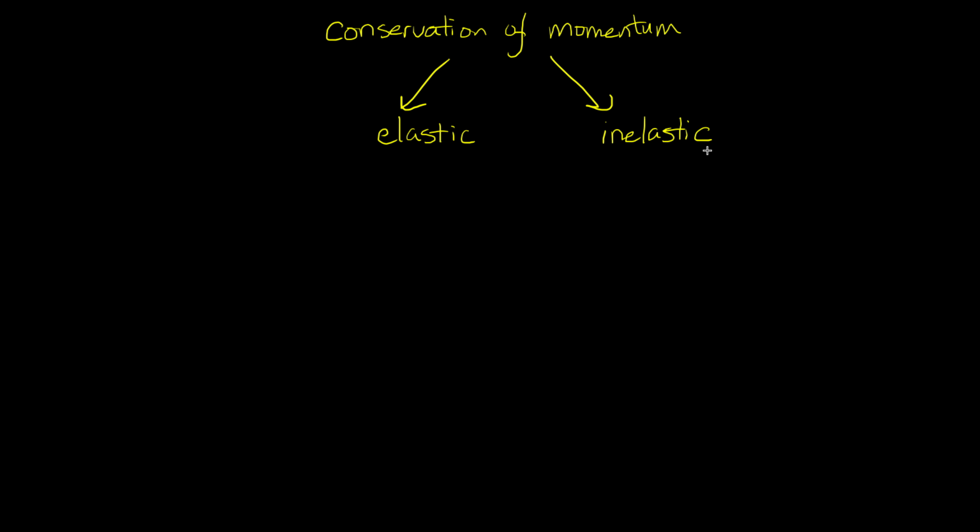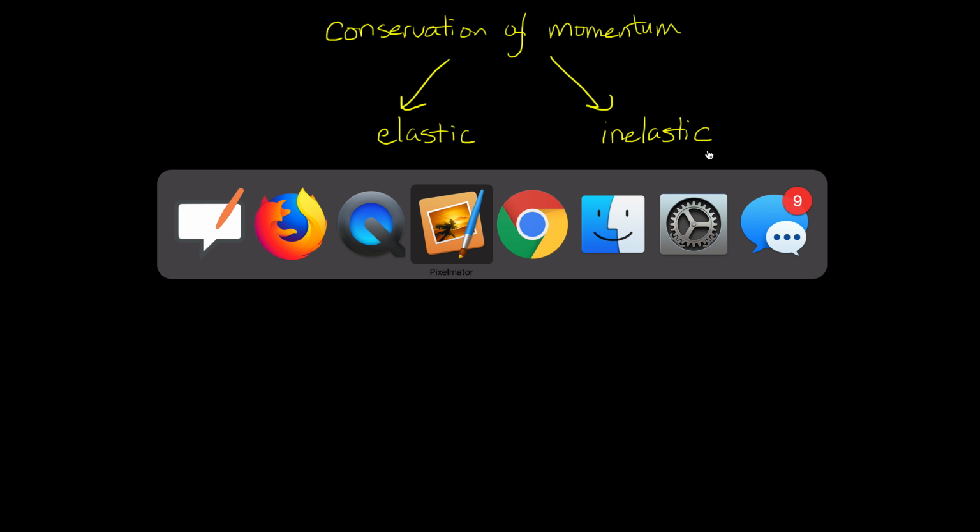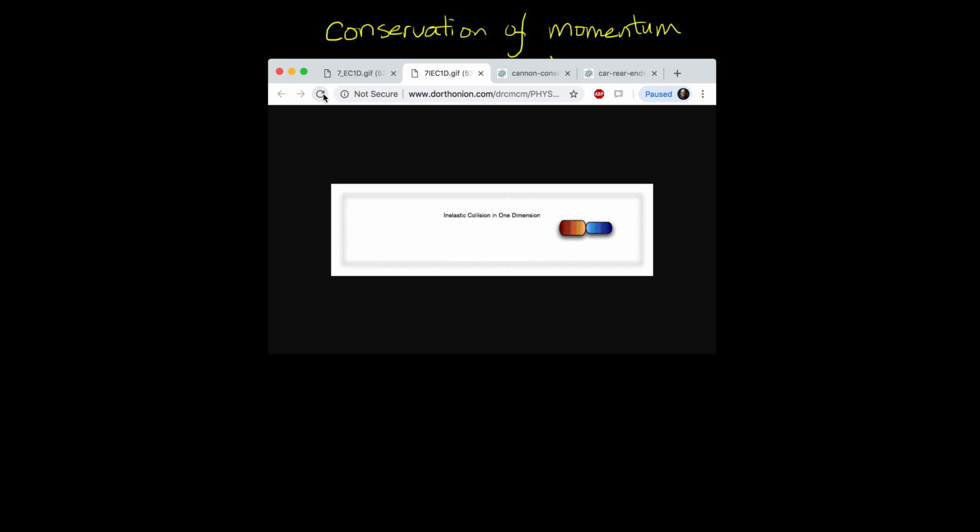Now, inelastic collisions refers to a situation where you have two objects that collide. In a perfectly inelastic collision, they collide and then they stick to each other, as shown in this animation. So we have two objects going in opposite directions. They meet, collide, and stick to one another, and they move as one unit. So that's one example of a perfectly inelastic collision.